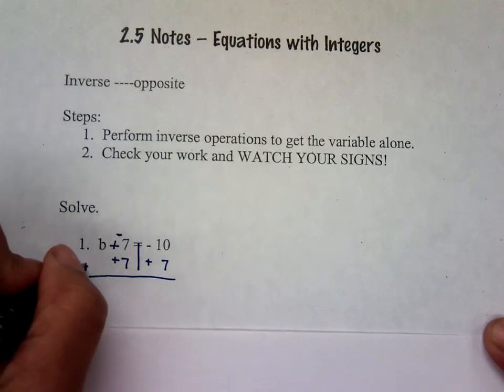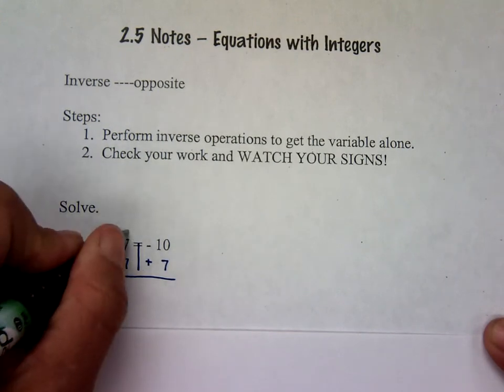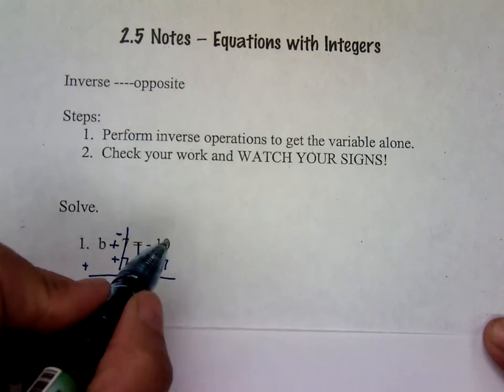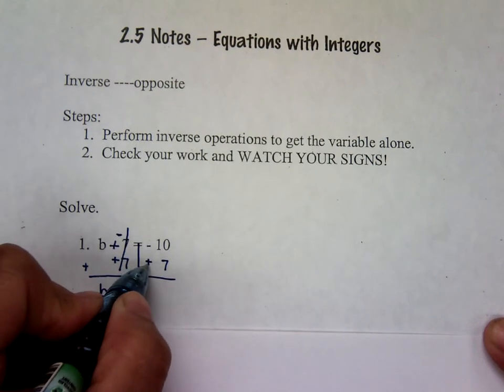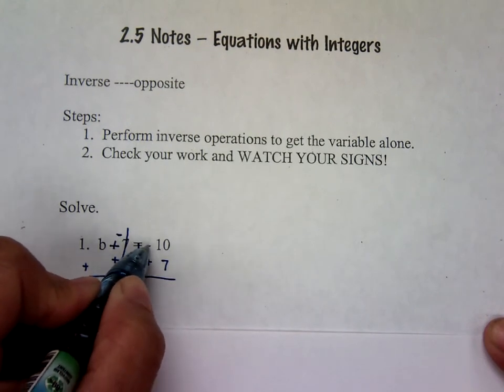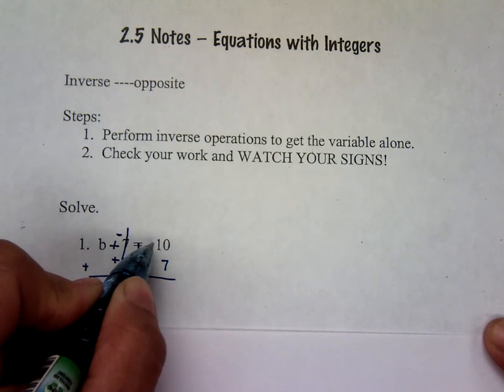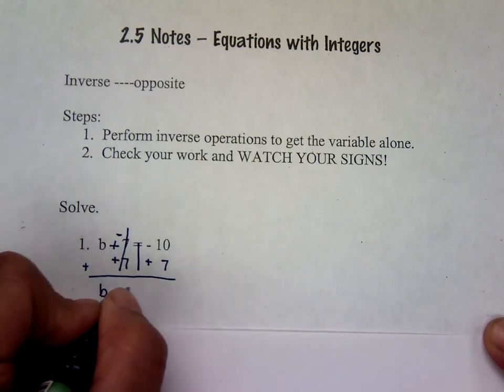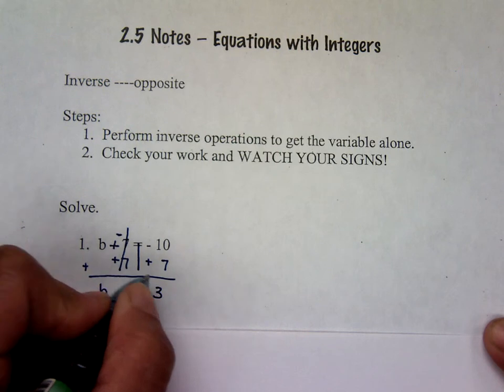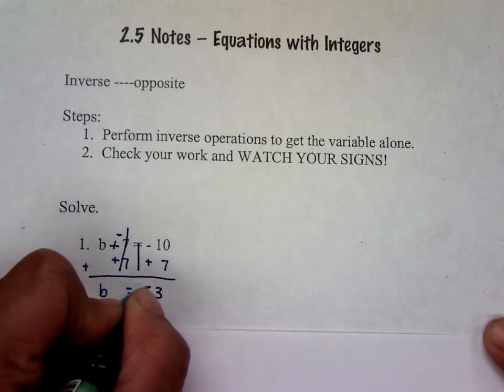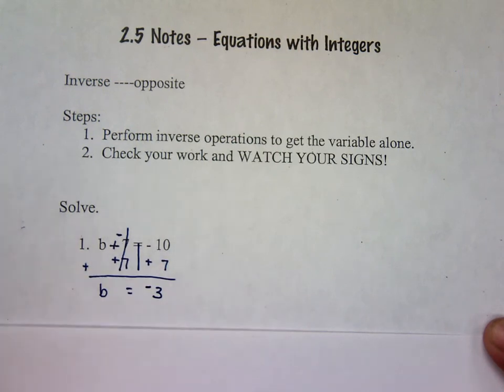Okay, so B plus nothing is B. This 7 crosses out. Now you look at this. You have a negative 10 and a positive 7. There's a difference, so that means that you have to subtract. 10 minus 7 is 3. And 3 becomes a negative 3 because 10 is negative.